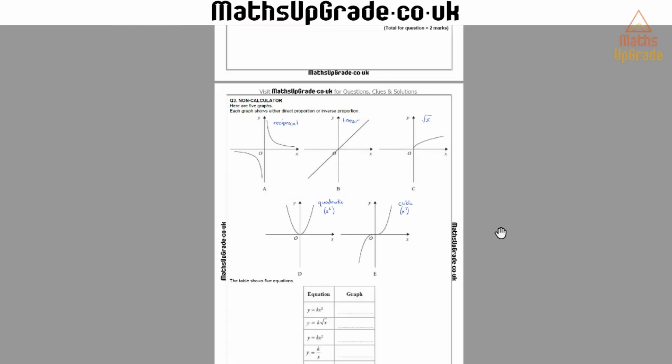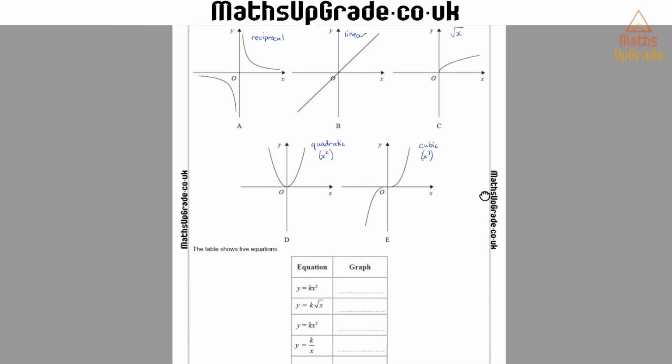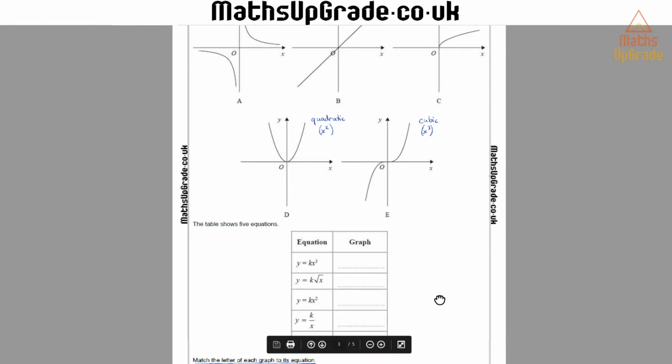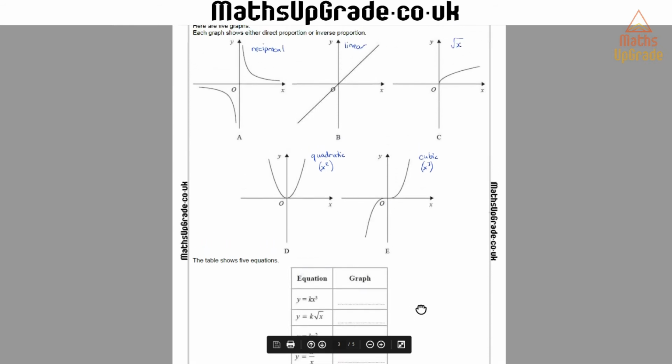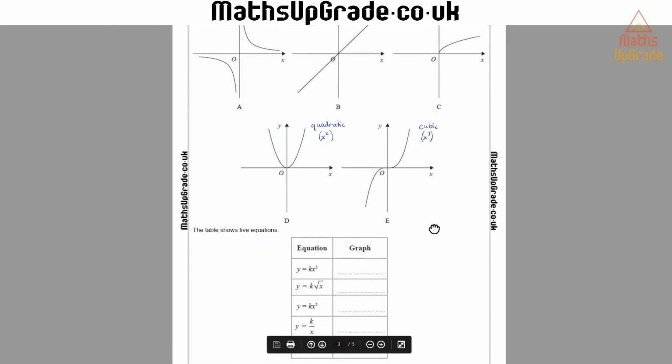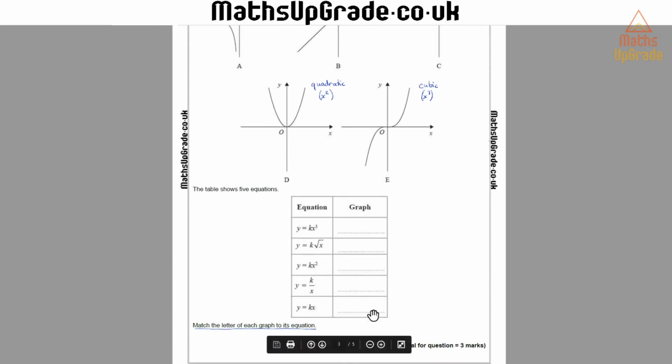Then I'll start to match up some of the more straightforward ones. So the reciprocal, that's going to be where you've got x on the bottom of a fraction, on the denominator of a fraction. So that's going to be the 4th one here. So y equals k over x is graph A. Graph B is a linear function, so that's just y equals kx, the bottom one here.